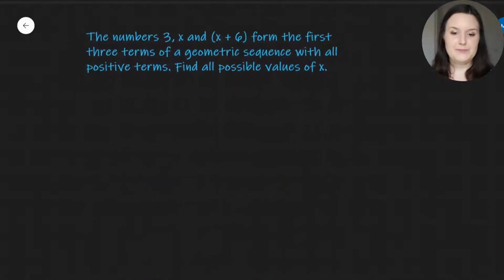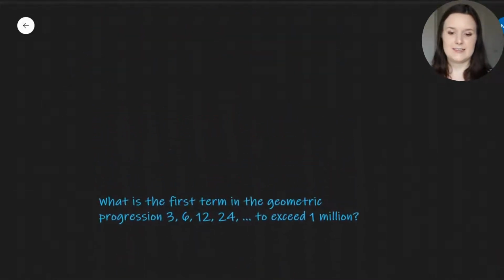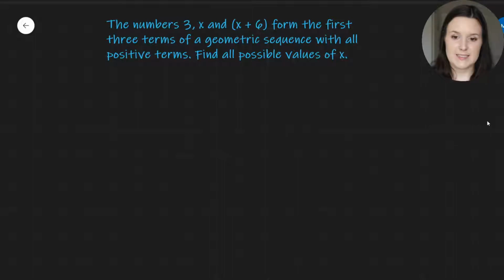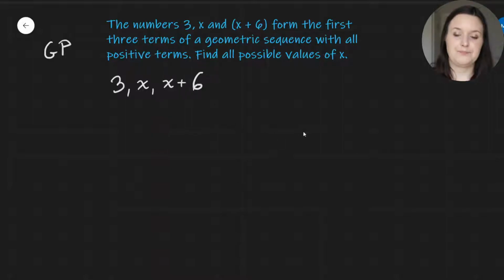In the last example for this video, the numbers 3x and x plus 6 form the first 3 terms of a geometric sequence with all positive terms. Find all possible values of x. Okay, so we have a geometric sequence, geometric progression, with terms 3x, x plus 6. And we know that all the terms are positive. That automatically means that x has to be positive. And we have to find the value of x.